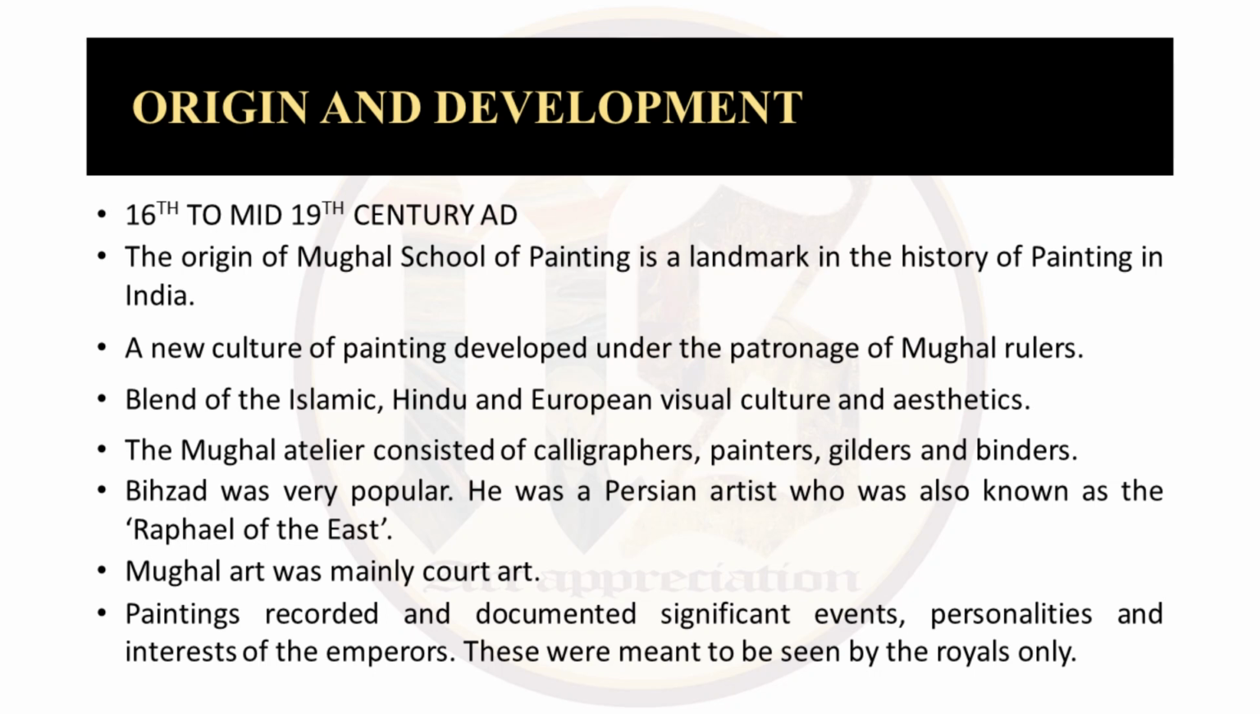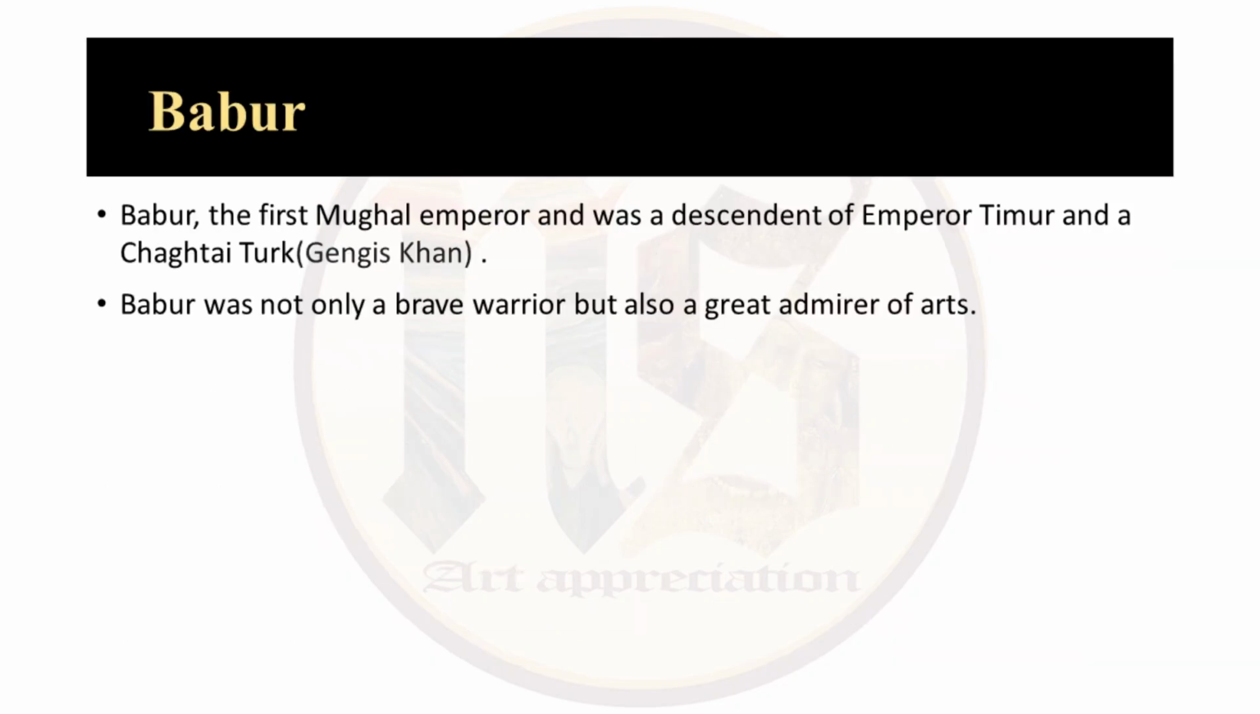The paintings were used to record and document significant events, personalities, and interests of the emperors. They were meant to be seen by the rulers only, and the paintings were made to suit the taste and preference of the rulers. The first Mughal emperor was Babar.